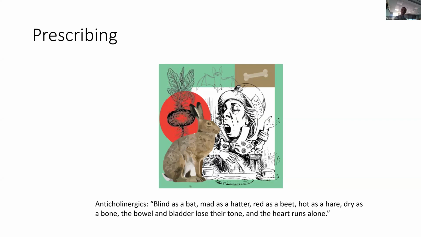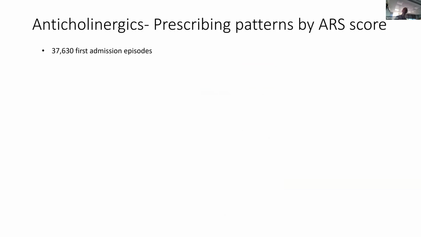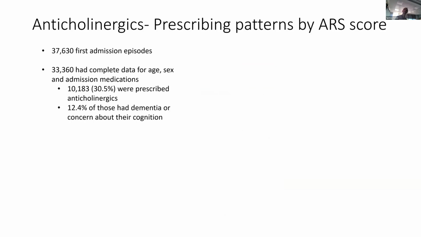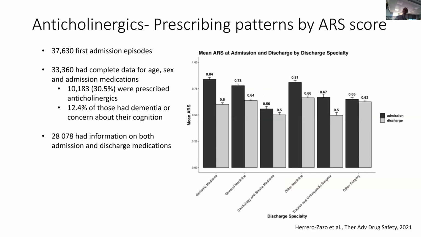So we looked at anticholinergic burden in our patient population, and by now you can see we've moved on a bit in time, and rather than 5,000 or 8,000 patients, we've now got 30,000 plus first admission episodes. So we're starting to get a bit more big in terms of how much data we've got.